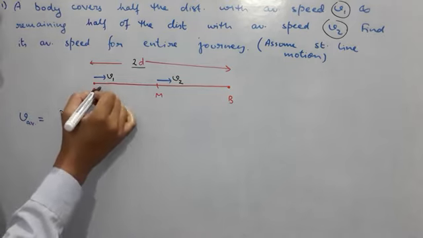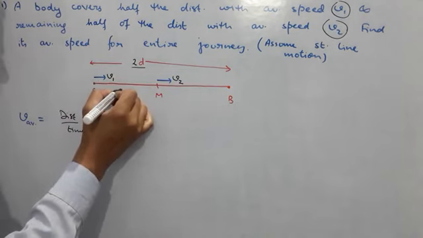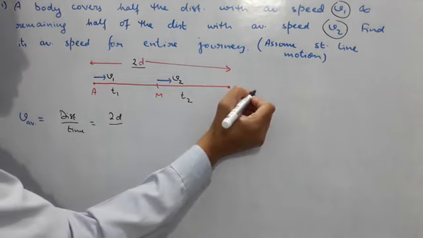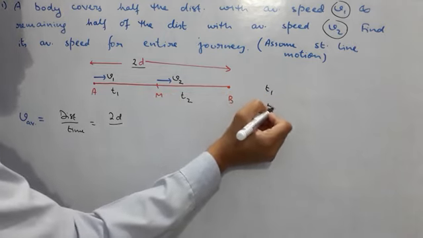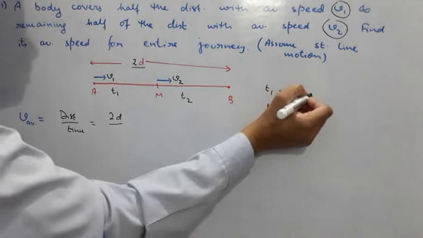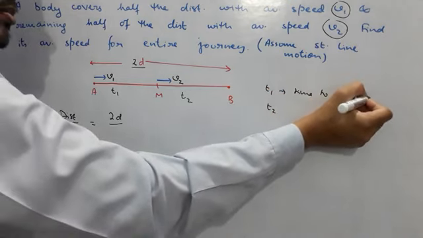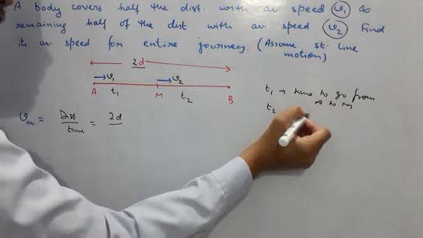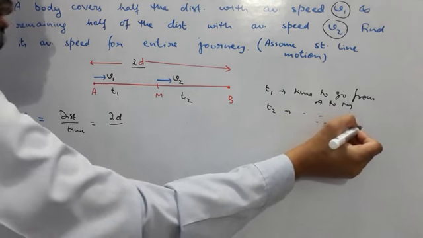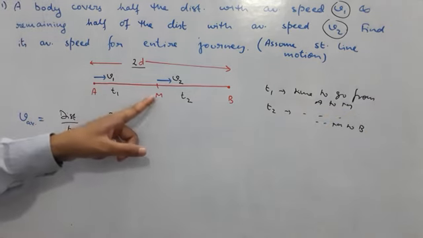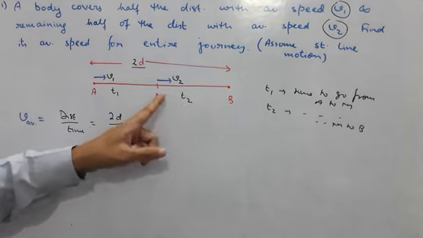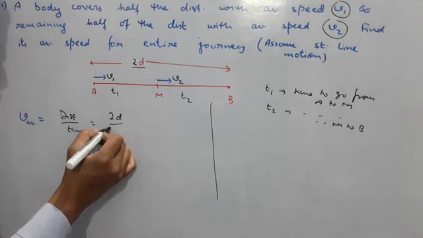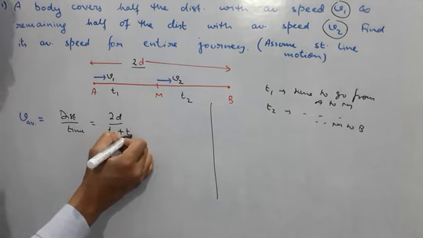For that, I will take the time to move from A to M as t1, and from M to B the time will be t2. In the answer I should write: let t1 and t2 be the time to go from A to M and M to B respectively. So t1 is the time from A to M, and t2 is the time to move from M to B. So here the total time will be t1 plus t2.